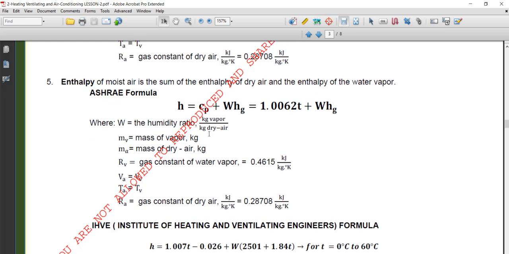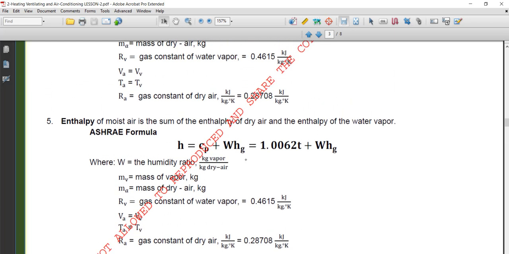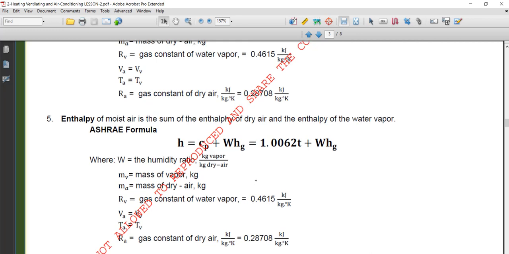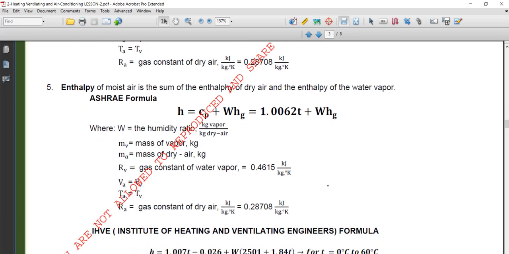So we have the ASHRAE formula. That will be Cp, where Cp is the specific heat of air at constant pressure, plus the humidity ratio times Hg, or we call this the enthalpy. Then it is equal to 1.0062 times the temperature plus the humidity ratio, and you have your Hg or the enthalpy.